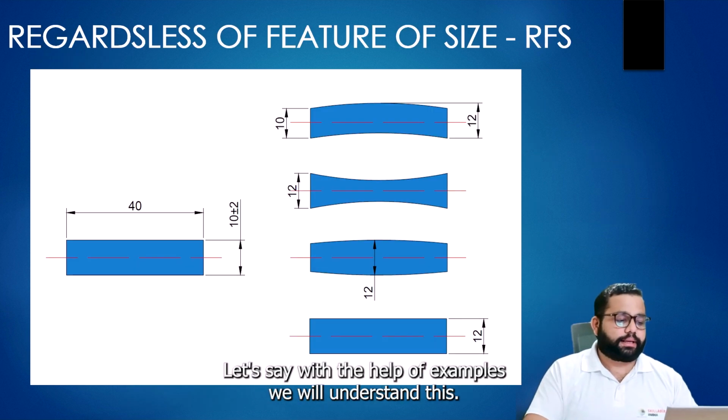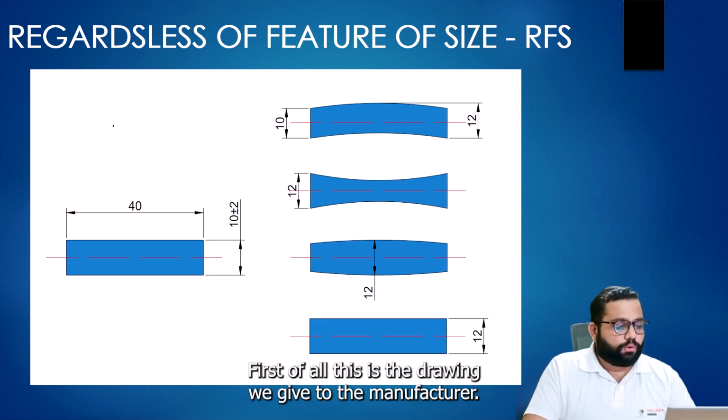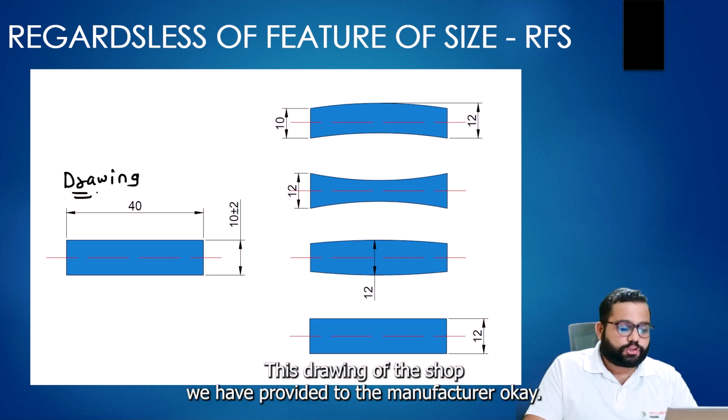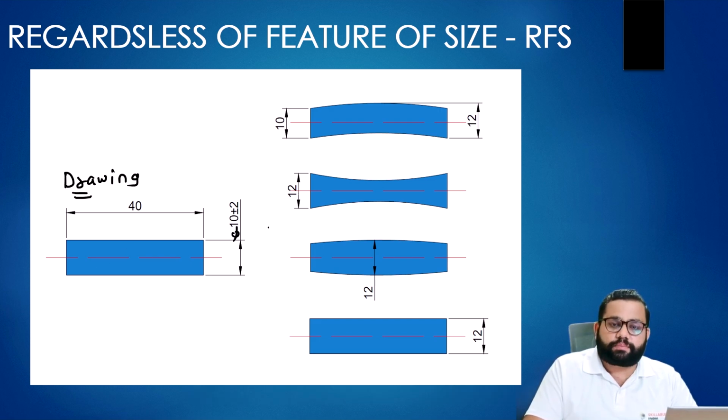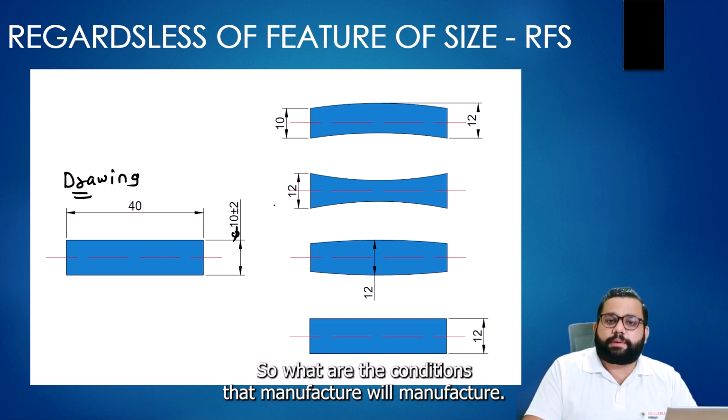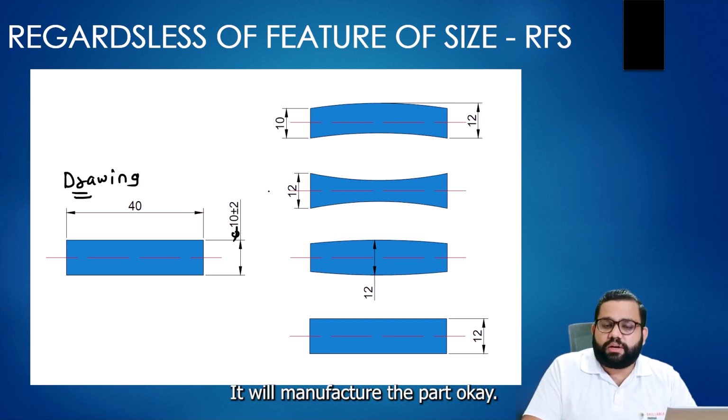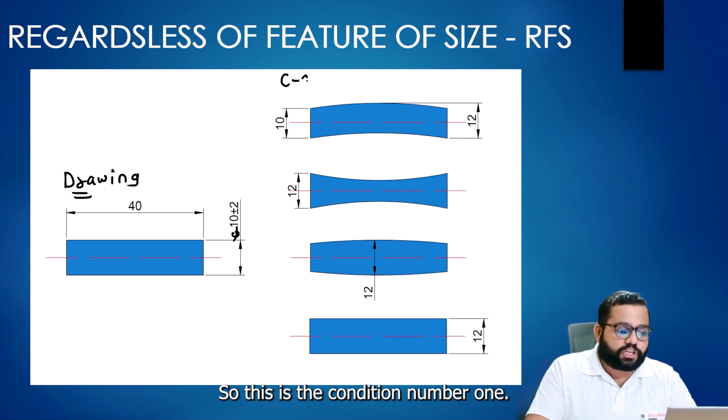So this is the drawing. Let's say with the help of examples, we will understand this. First of all, this is the drawing we give to the manufacturer. This drawing of the shaft we have provided to the manufacturer. So what are the conditions under which the manufacturer will manufacture the part? So this is condition number one.